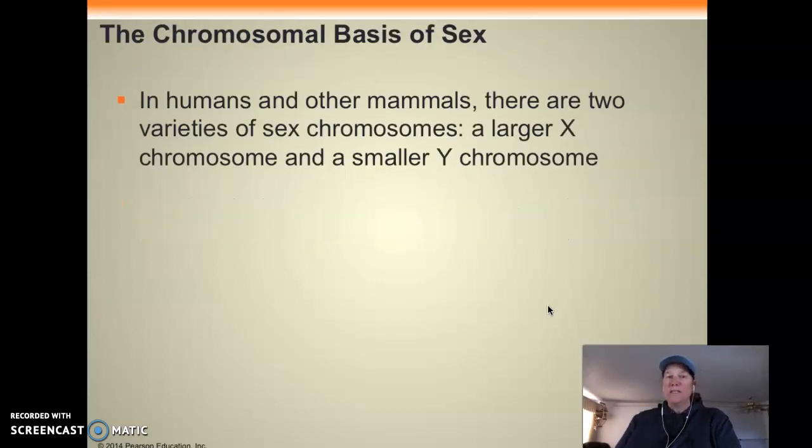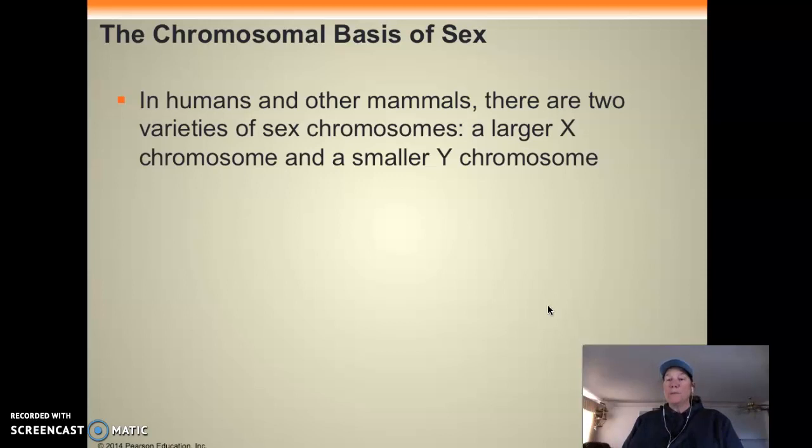So the chromosome basis of sex, again, in humans, we know we either get a large X. Everybody gets one of those. Okay. And then if you get another X, you're female. If you get a Y, you're a male. And the Y chromosome is smaller. It doesn't have as many characteristics on it. It doesn't have many traits. So again, if you get an X chromosome with some sort of characteristic on it, like one of the most common is colorblindness.